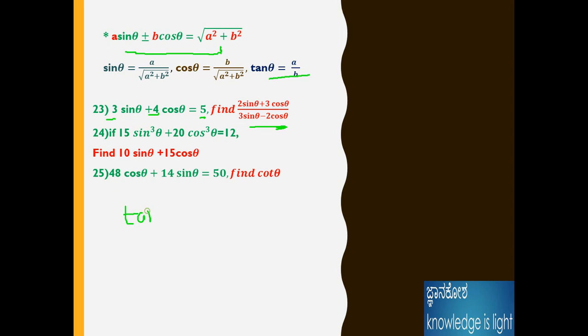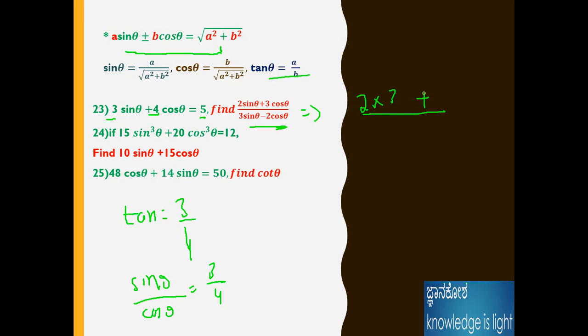Anyway, I'm taking the first problem. Tan theta is equal to a by b, which is 3 by 4. Therefore I could write tan theta as sin theta over cos theta, which is 3 by 4. Now the problem becomes sin theta is equal to 3, cos theta is equal to 4. 2 into sin theta, that means 3 plus 3 into 4 cos theta, nothing but 4 only, and 3 into 3 minus 2 into 4. 6 plus 12 is 18, as well as 9 plus 9 minus 8 is 1. 18 is the answer for this question. Okay, next problem.